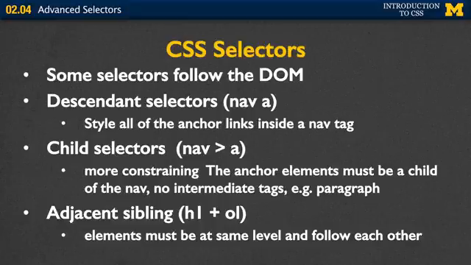The final one is adjacent sibling. That's not one I actually use very much in my own coding, but I wanted to let you know what it is because there's a really good chance you'll see it if you're looking at other people's code. How the adjacent sibling works is that the elements must be at the same level and follow each other. So if you have a section that has an H1 and then an ordered list, they would be siblings.